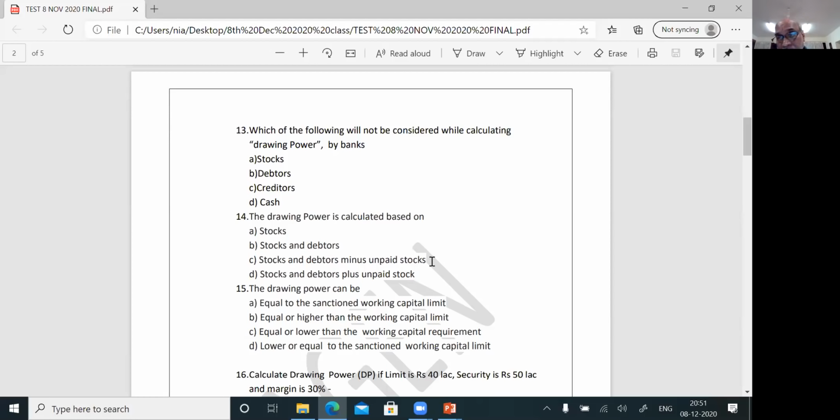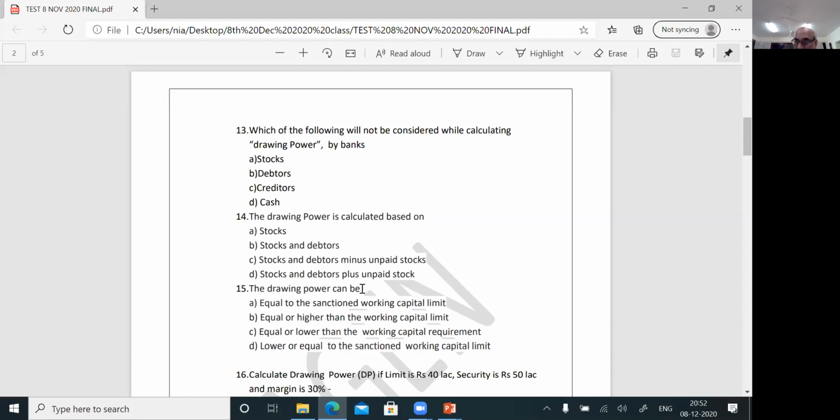What is an unpaid stock? Sundry creditors or goods received under LC. They are all unpaid stock. So the drawing power is arrived taking into account the stocks and the debtors, sundry debtors or book debts, whatever you call, minus unpaid stock. And what is unpaid stock? Sundry creditors and goods received under LC, etc. So the answer for question number 14 is C.